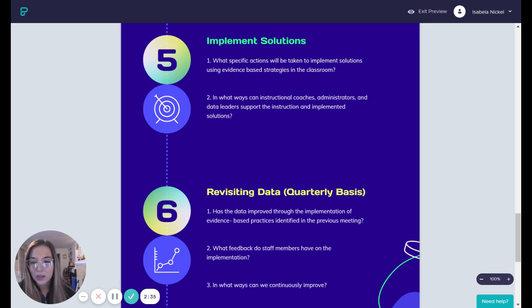So this would just be used in the meeting to make sure that all of the administrators, as well as the teachers and other staff members, are reflecting on the process and thinking about why we use data, as well as how we use data.